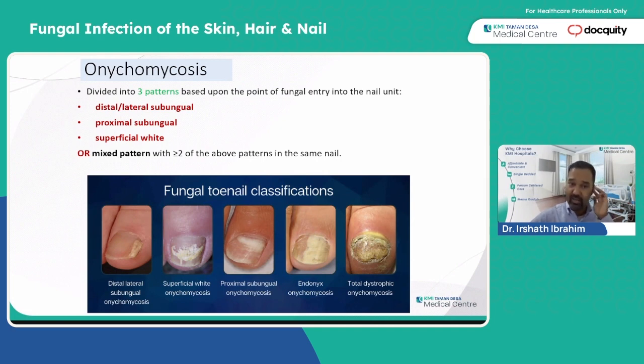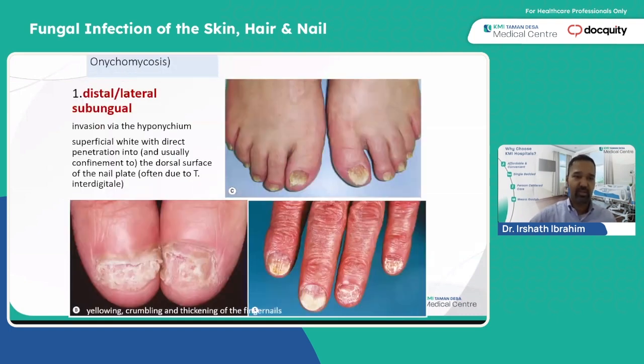Additional patterns are your total dystrophic onychomycosis, which is a sequelae to onychomycosis, and endonyx, which is actually a fungal nail infection, a fungal infection of the nail bed, which is underneath the skin. I'll show you some pictures. So this is distal lateral. You can see the destruction, the subungual hyperkeratosis, the yellowish crumbling and thickening of the fingernails. So the point of invasion is via the hyponychium.